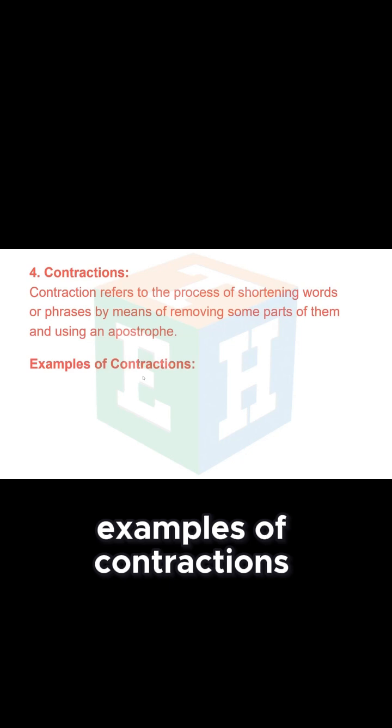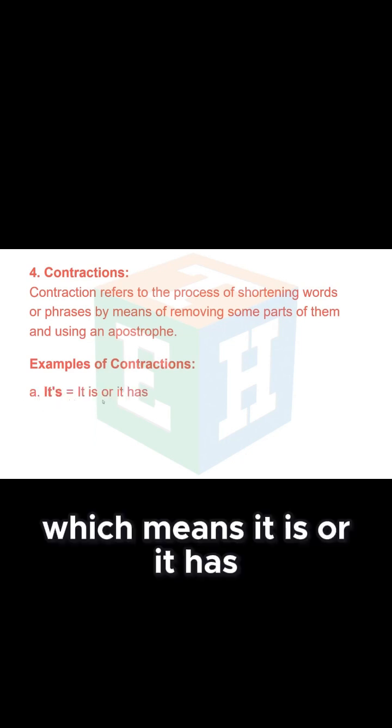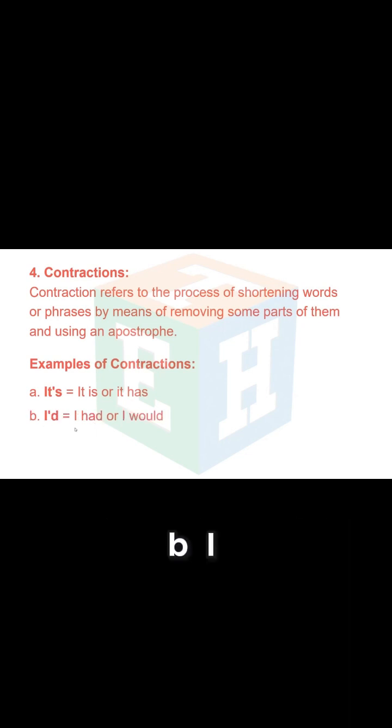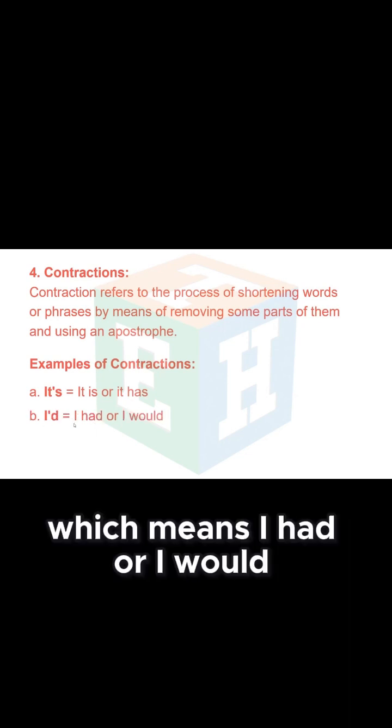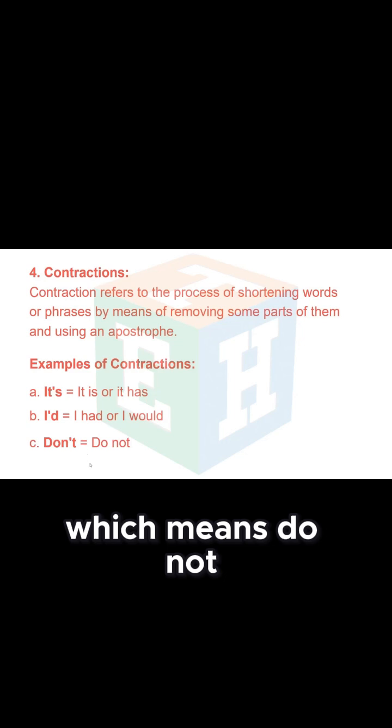Examples of contractions: A, it's, which means it is or it has. B, I'd, which means I had or I would. C, don't, which means do not.